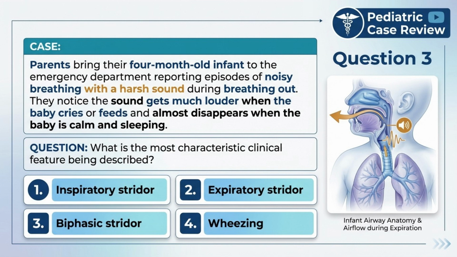Case number 3. A 4-month-old infant presents with noisy breathing and a harsh sound during expiration. The sound gets much louder when the baby cries and almost disappears when calm. What is the most characteristic clinical feature described?